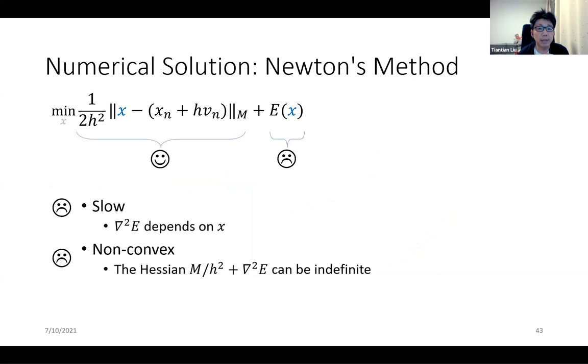Now, our problem is a combination of a very nice quadratic problem on the left, and a not so good elastic potential on the right. The elastic potential is almost always nonlinear. And it's sometimes even worse, it could be non-convex, making Newton's method a slow numerical choice.